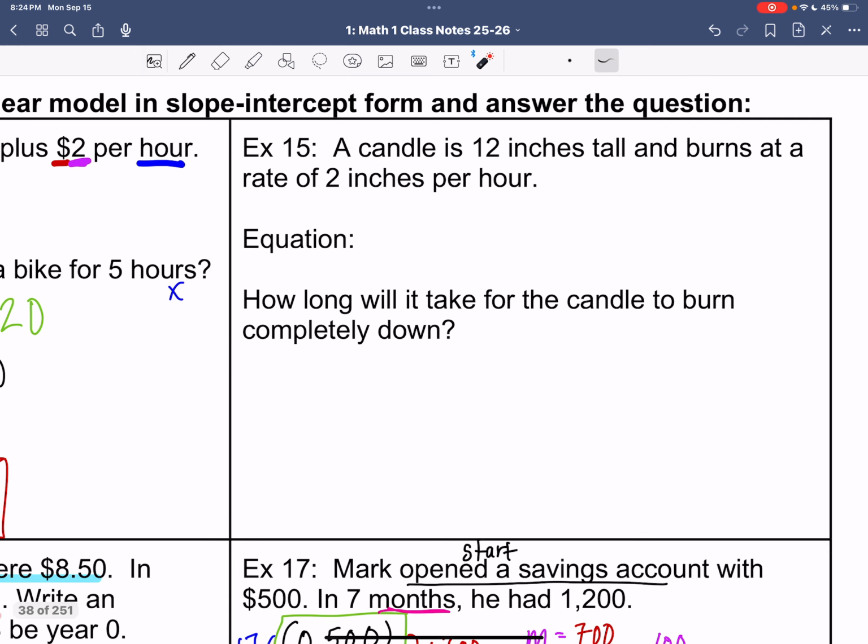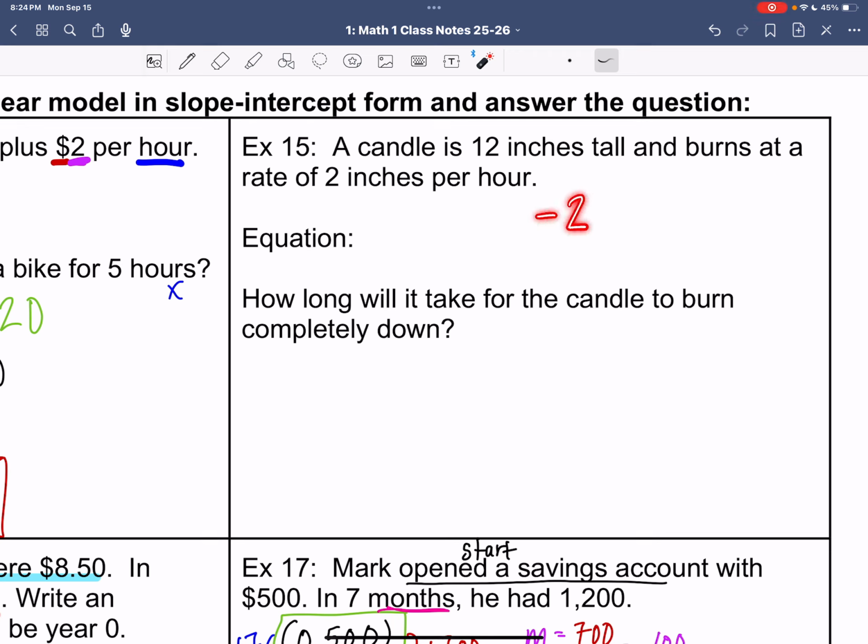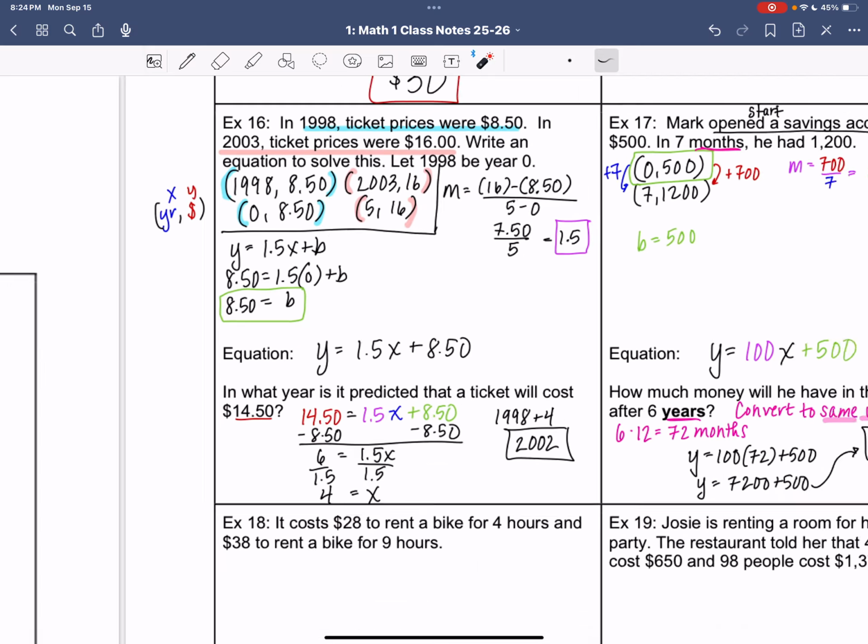All right. This one I want you to go ahead and do. However, I'm going to give you a hint. If it burns, that means you're going to have -2 per hour, or -2x. So if you did this one correctly, you should have -2x plus 12. All right, and then you're going to do that part. If it burns completely down, isn't the height 0? So that's a hint. Try that.